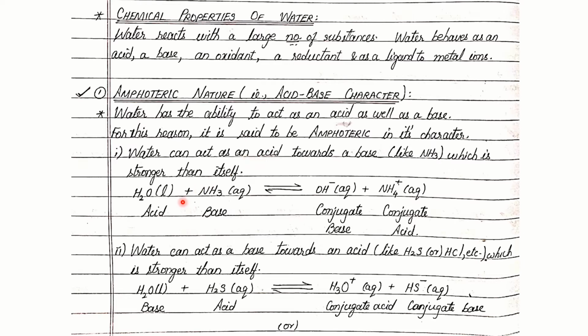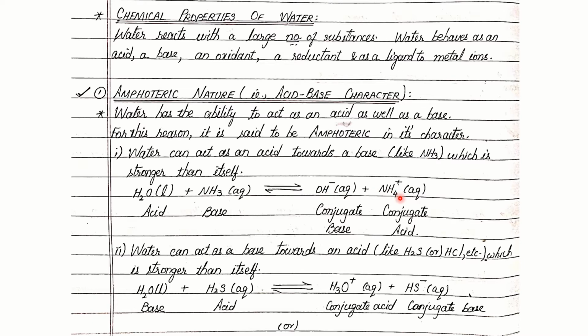Clear? Now look at the reaction between water and ammonia. Ammonia is strongly basic in character in comparison with water. So in the presence of a stronger base, water will act as an acid. Water reacts with ammonia to give hydroxide ion (OH⁻) and ammonium ions.